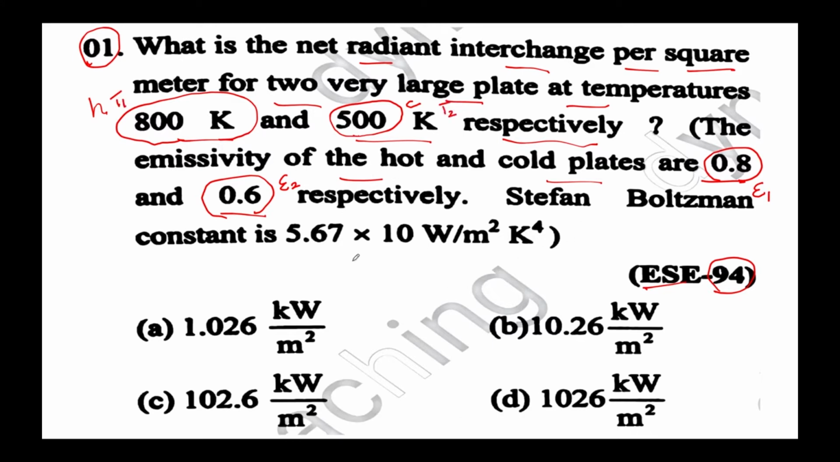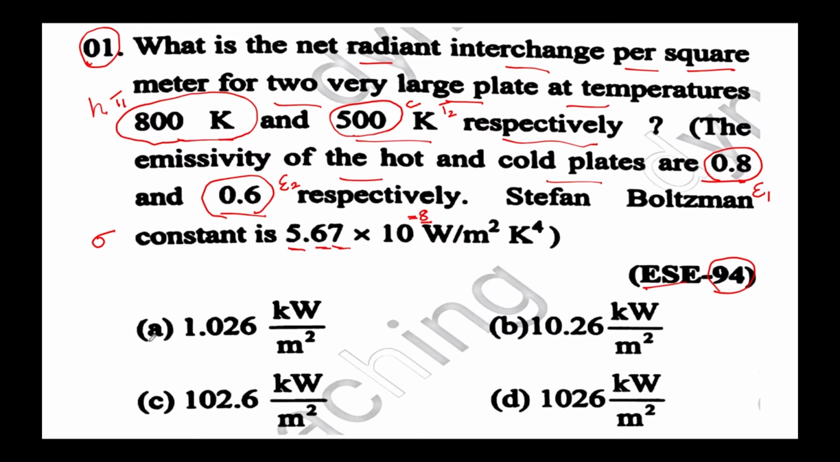And the Stefan-Boltzmann constant you have to remember. It is usually denoted by sigma, and its value is very easy to remember: 5.67 into 10 power minus 8. You can remember it as 5, 6, 7, 8, but the exponent is minus 8.